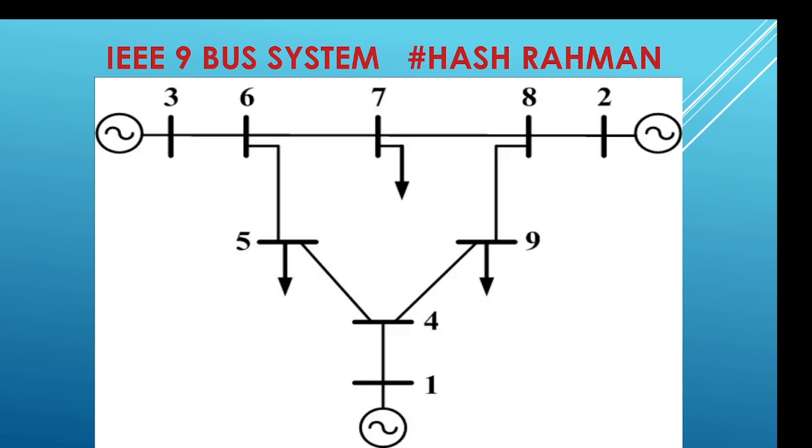Alright, before we jump in, let's quickly understand what this system actually is. So basically, the IEEE 9-bus system is a small test power network with 9 buses, 3 generators, 3 loads, and a bunch of transmission lines connecting everything.